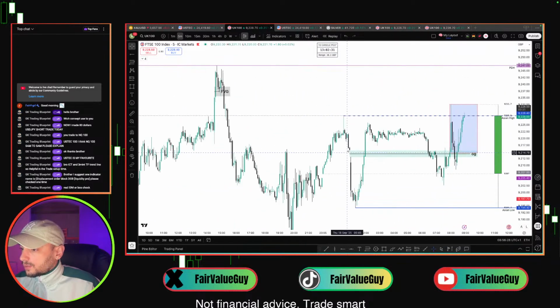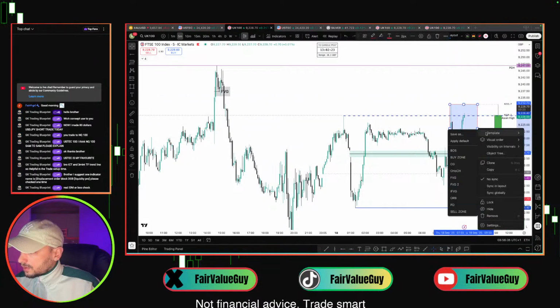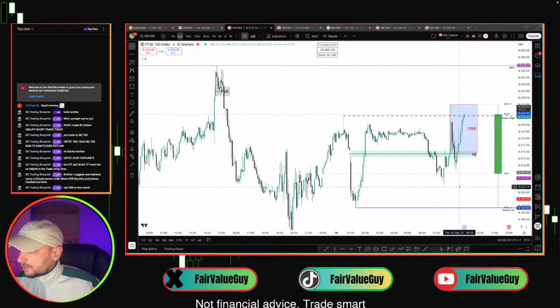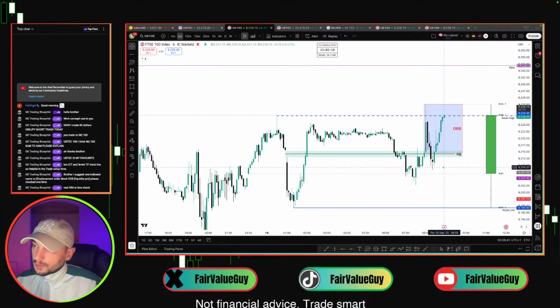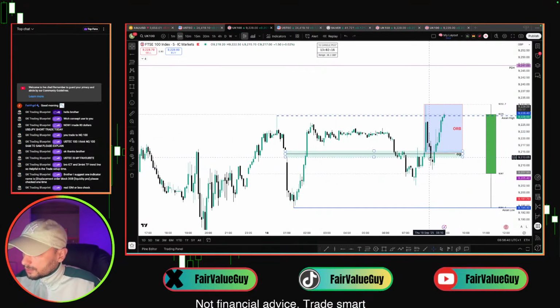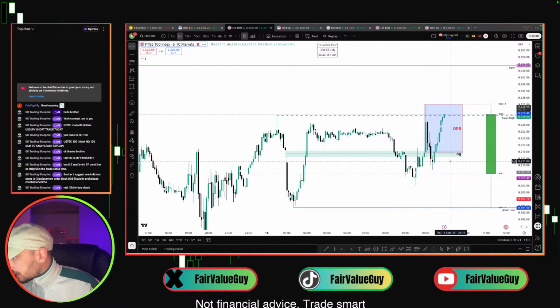So I'm saying again, we had this opening gap, we had these Asian highs, we swept the Asian highs, we closed below the opening gap, we closed below the ORB. This is ORB. ORB is basically the 15 minutes. This is the 15 minute ORB. This is opening range, and we had a breakout from the opening range. We entered right here, and the price just flipped from there.